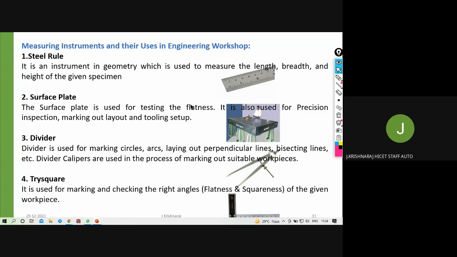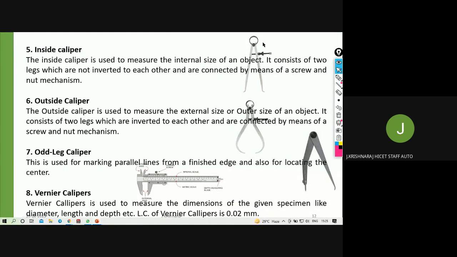And next, inside calipers. So you can look into this inside calipers. This inside calipers is used to measure the internal size of objects, whether in cylinders or others. It looks like a divider, but it will have a threaded portion for measuring accurate values, and the legs will have an outer projection for measuring the inside diameter of the internal components. It consists of two legs connected by means of a screw mechanism, screws and nuts. By tightening and loosening, we can increase and decrease the length.